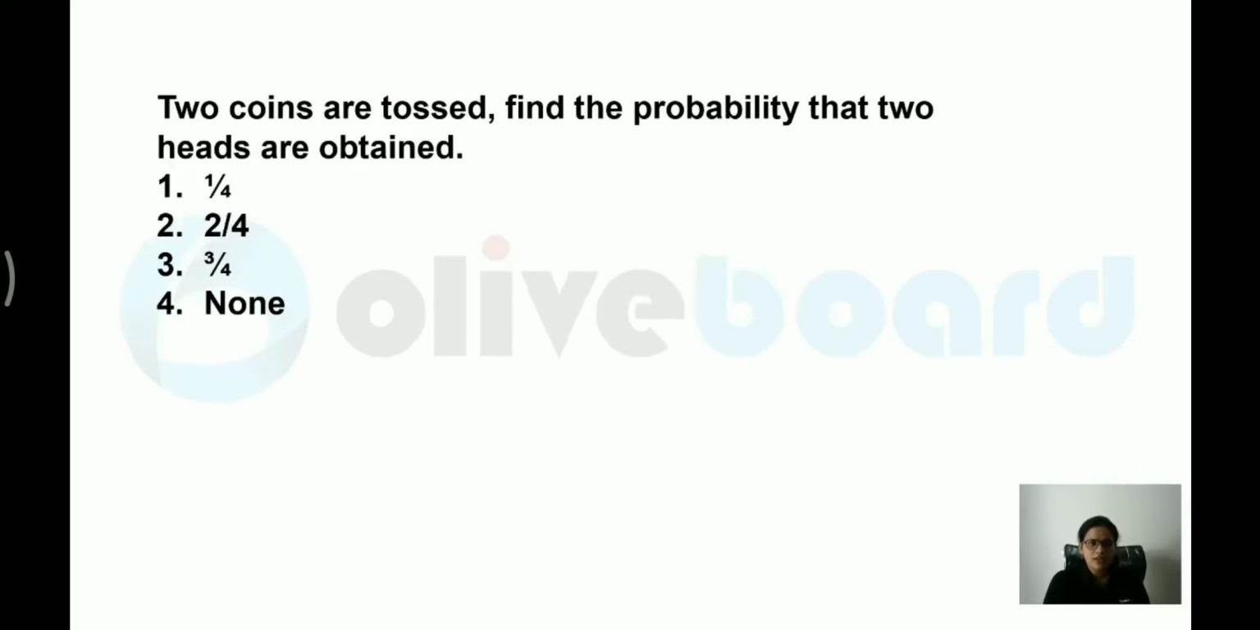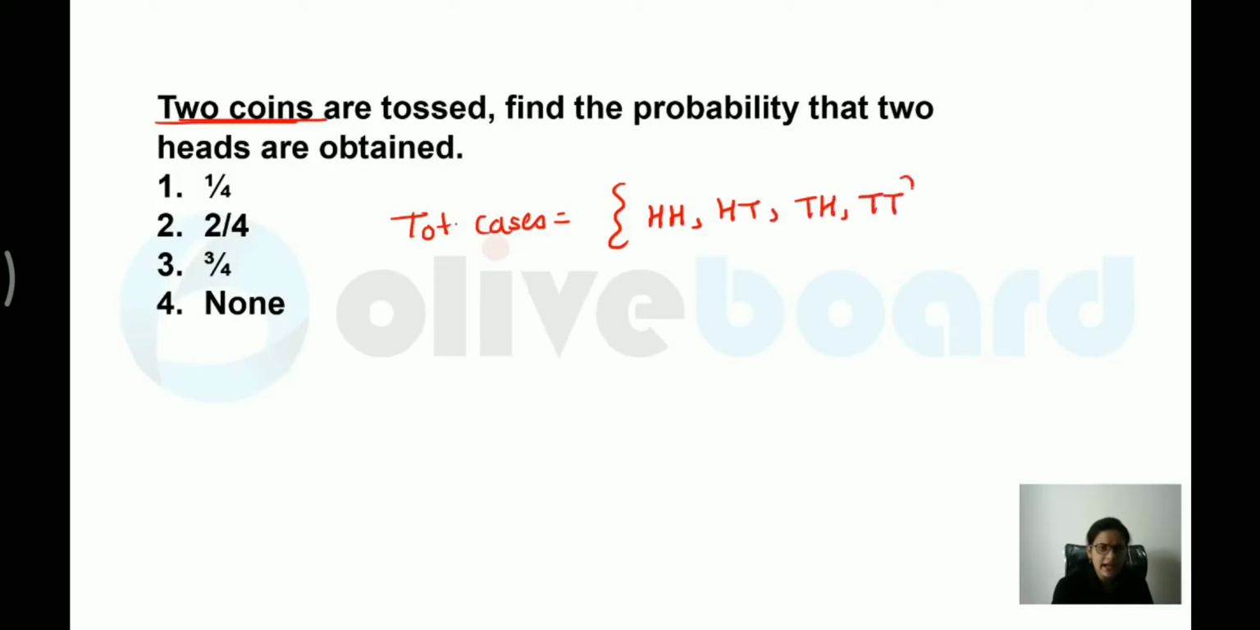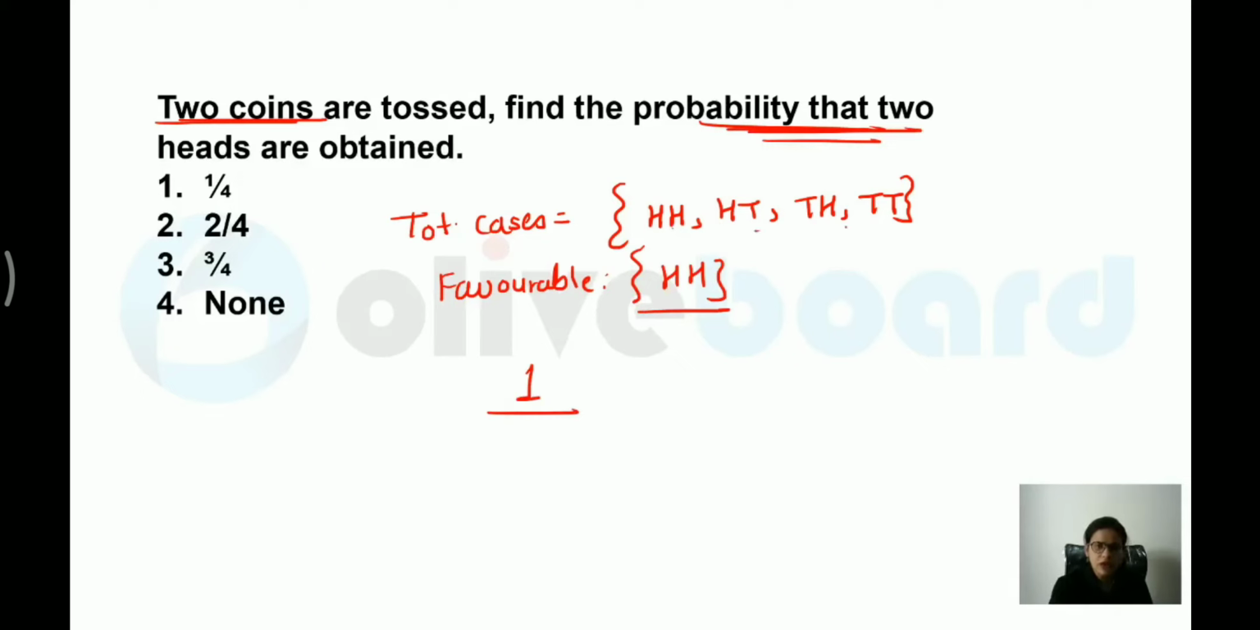Two coins are tossed. Find the probability that two heads are obtained. Now when two coins are tossed, what are the total cases? Either I will get head head, or head tail, or tail head, or tail tail. Now what are your required, or favorable, cases? The favorable event is that two heads are obtained, that means HH only. So one is favorable and total outcomes are 4. So 1 by 4 would be the answer.